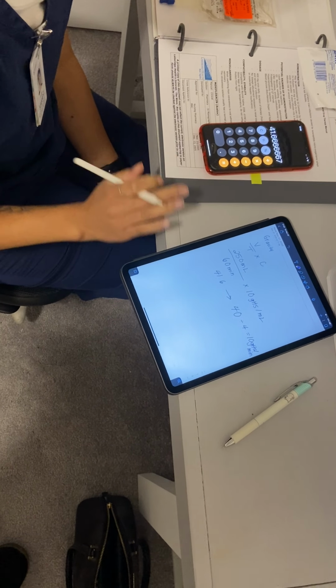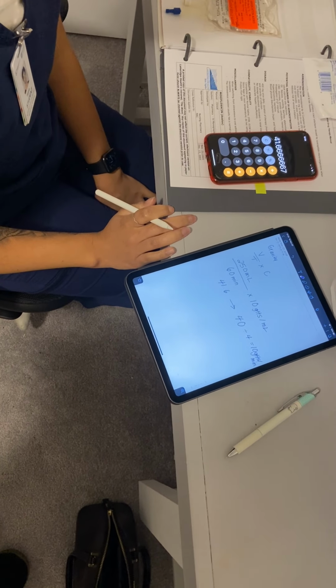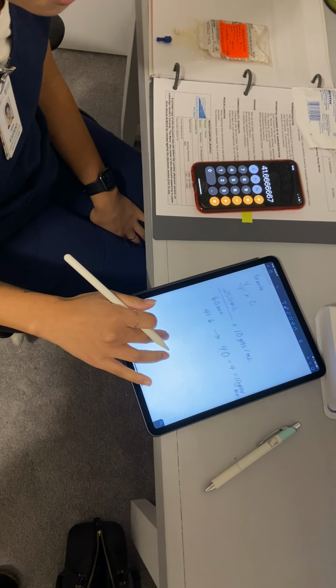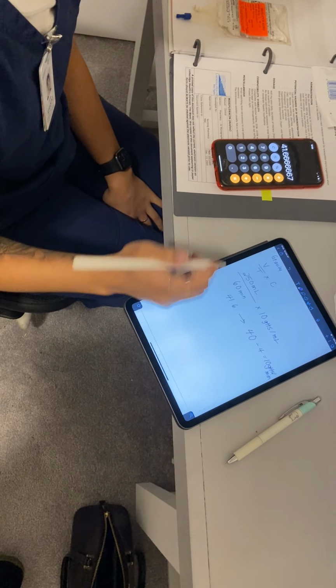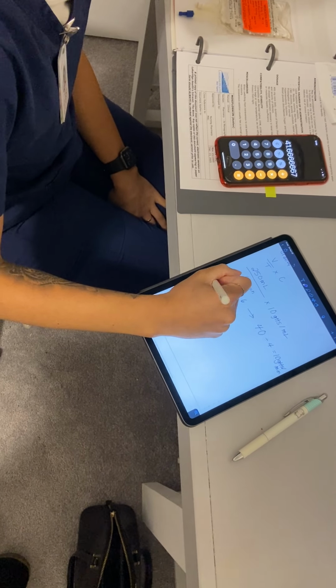So now I'm going to calculate if I was to use a pump, an IV pump.